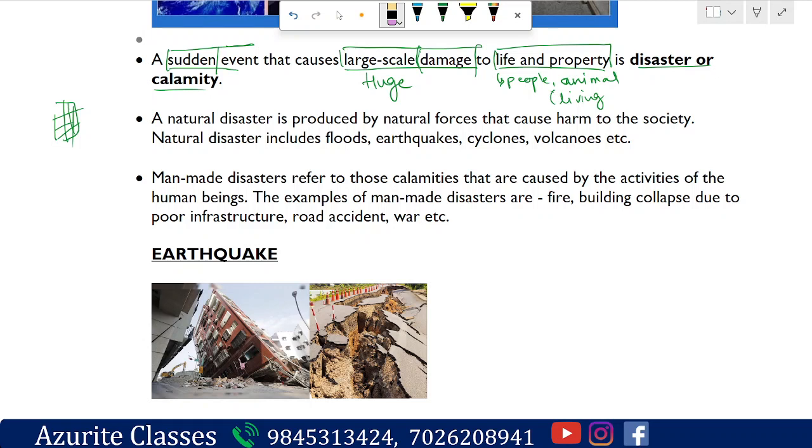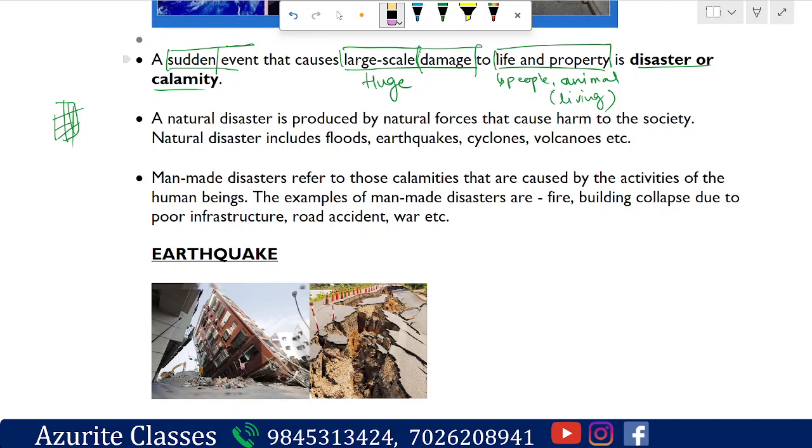So what do you mean by disaster? It is sudden damage to living beings, that is life, and property, that is buildings. If you have chairs inside, everything will get collapsed, it will get broken. That is damage, right? So that is a disaster. We also say it as calamity. Okay, good. So understood what you mean by disaster and calamity? Yes, it is a sudden damage to life and property.